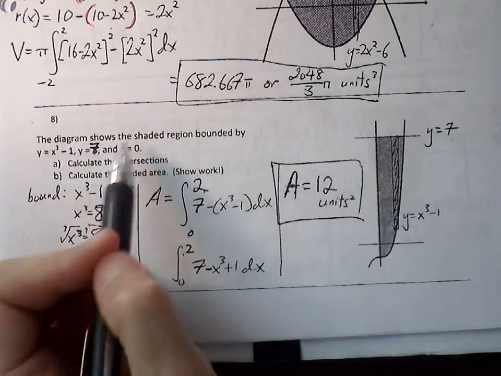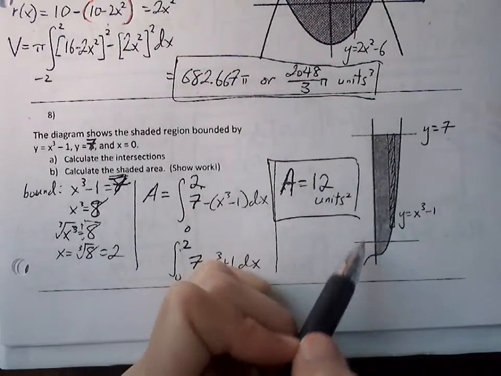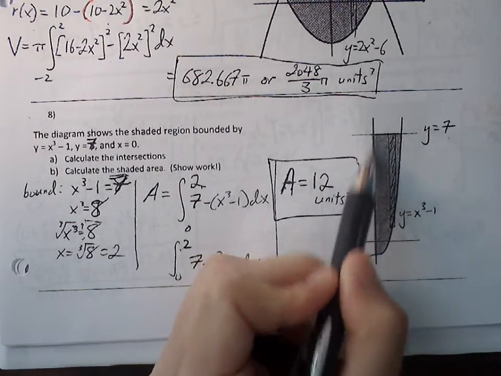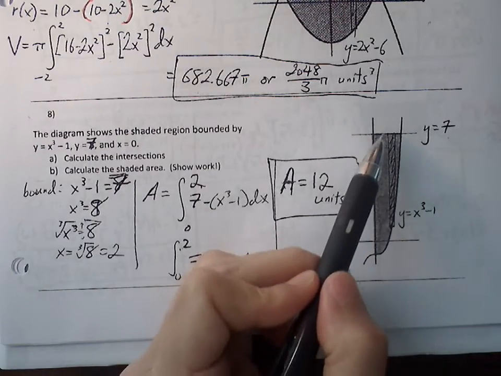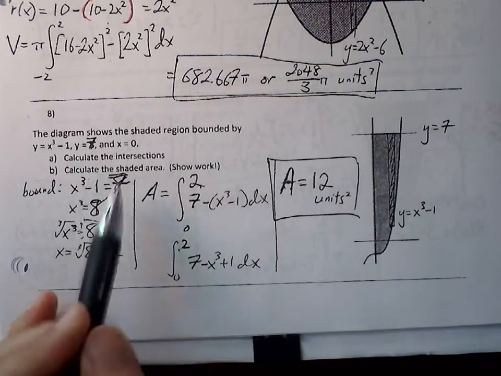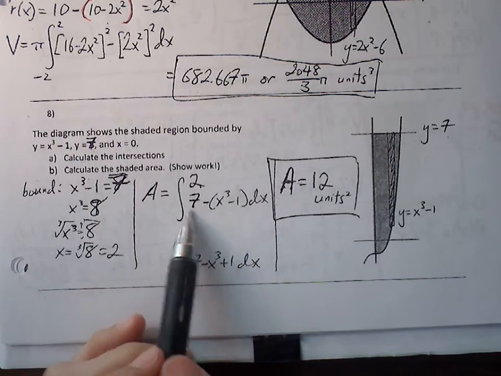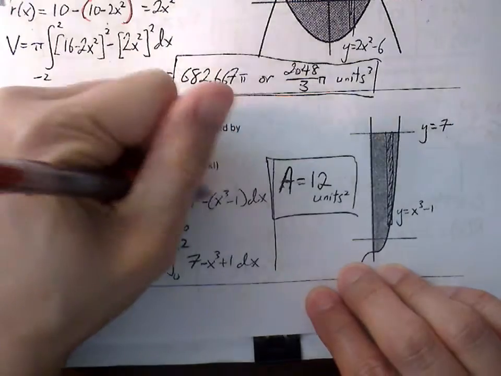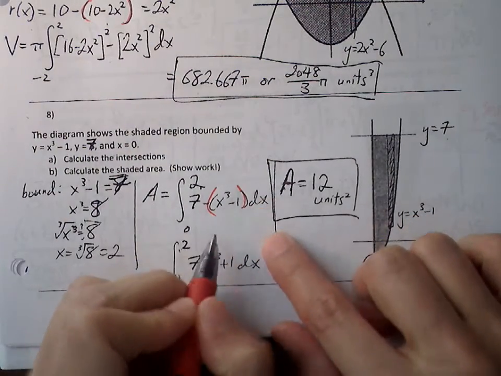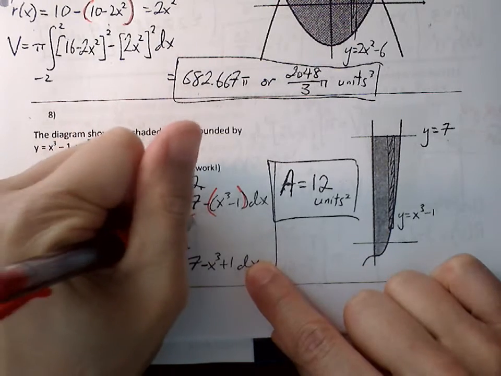All right, number 8, we have y equals x cubed minus 1. We have y equals 7, x equals 0, and then we're going to do top minus bottom here. Top is at the 7, the bottom is at the x cubed minus 1, and again we label this with the parentheses so we don't forget to distribute through. Top graph minus bottom graph.